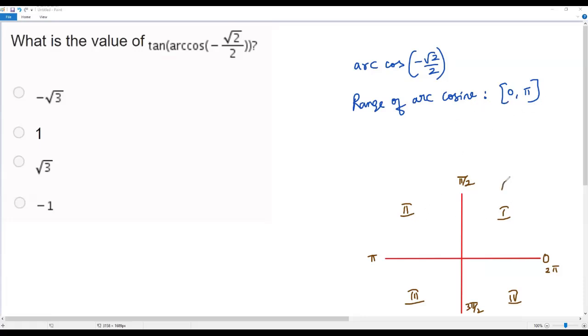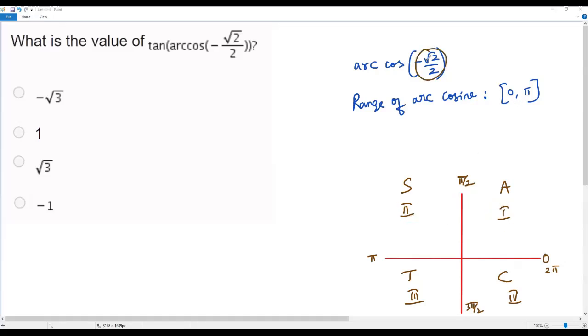Okay, and also we have to consider the ASTC concept over here, that is A in the first quadrant, S in the second quadrant, T in the third quadrant, and C in the fourth quadrant. A for the first quadrant means all trigonometric ratios are positive in the first quadrant. For the second quadrant, we have S. S means sine and its reciprocal cosecant. Only these two trigonometric ratios, sine and cosecant, are positive in the second quadrant; the rest are negative. In the third quadrant, tangent and cotangent are positive, the rest are negative. In the fourth quadrant, cosine and its reciprocal secant are positive, the rest are negative. Anyway, we don't consider the third or fourth quadrant because the range of arccosine is 0 to pi. We consider only the first and second quadrants.